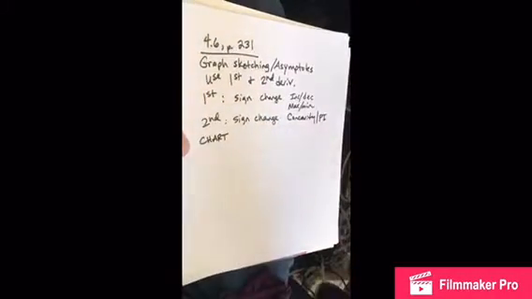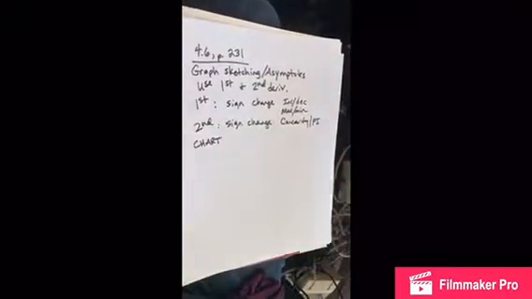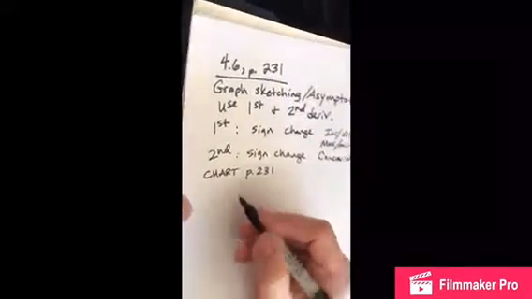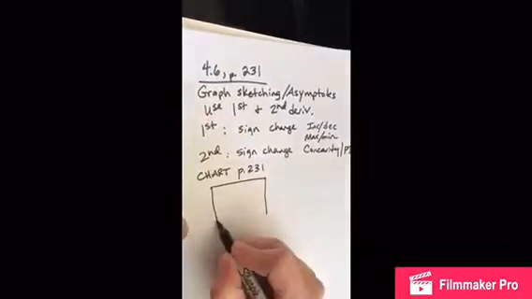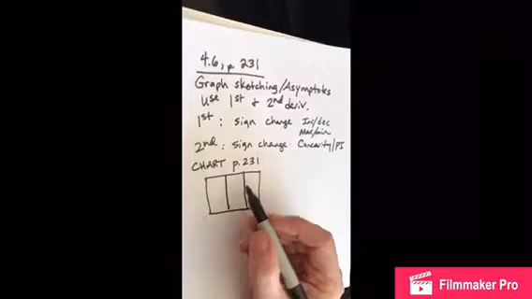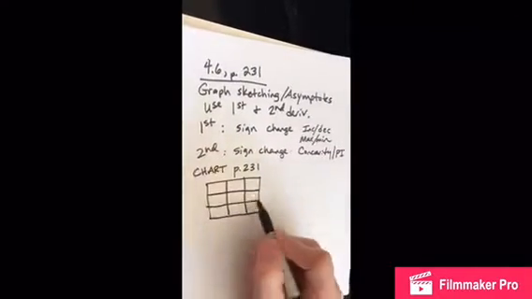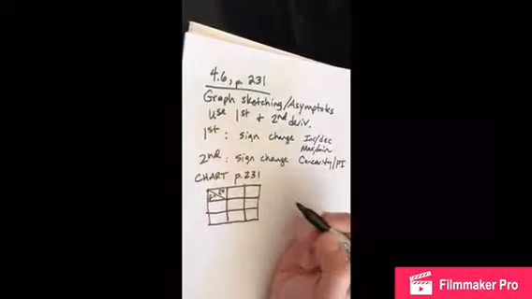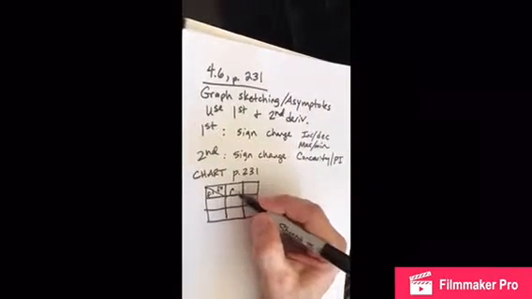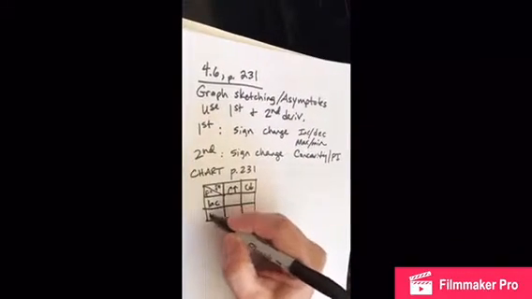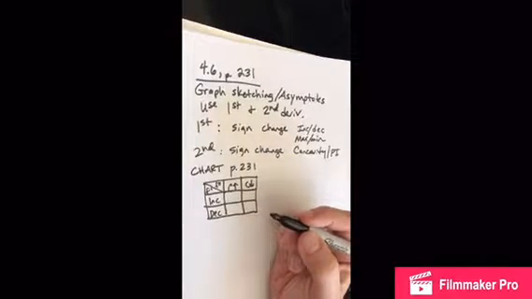So we can use, actually there's a chart on page 231, I believe, that I like to use. The chart kind of has everything spelled out for you pretty well. It has the first derivative and it has the second derivative. And then you have concave up, concave down, you have increasing and you have decreasing, and then you have the signs.